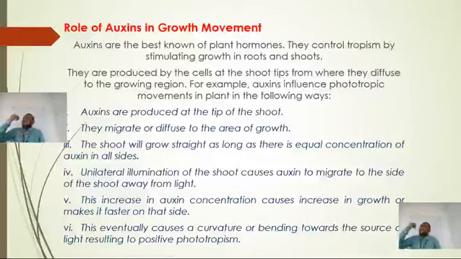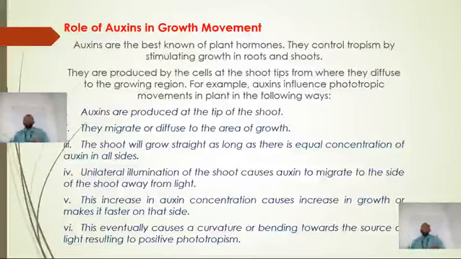At the growing region, the mitotic region, the place that exhibits cell division, that is the growing region, from where they diffuse to the growing region. Good, I've mentioned that. For example, auxins influence phototropic movement. What do we mean by phototropic movement? The movement of the plant positively towards light, which is the shoot, and negatively away from light, in the following way.